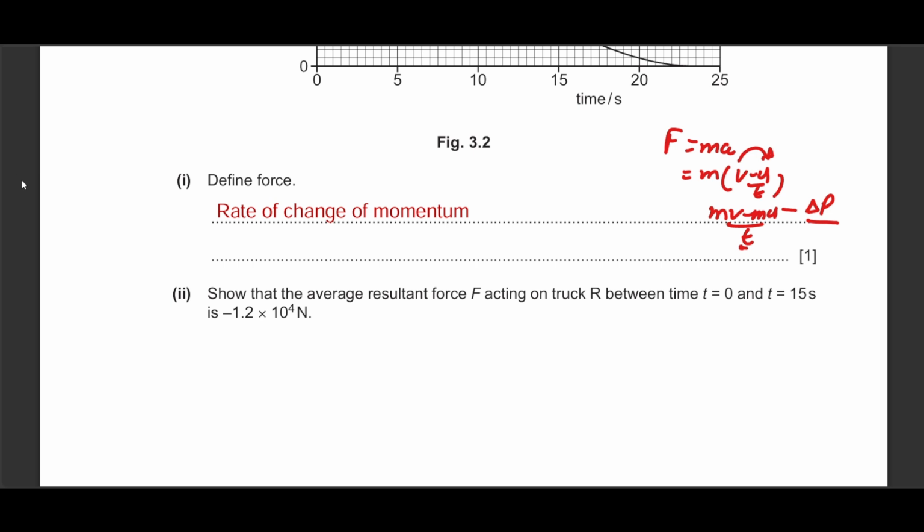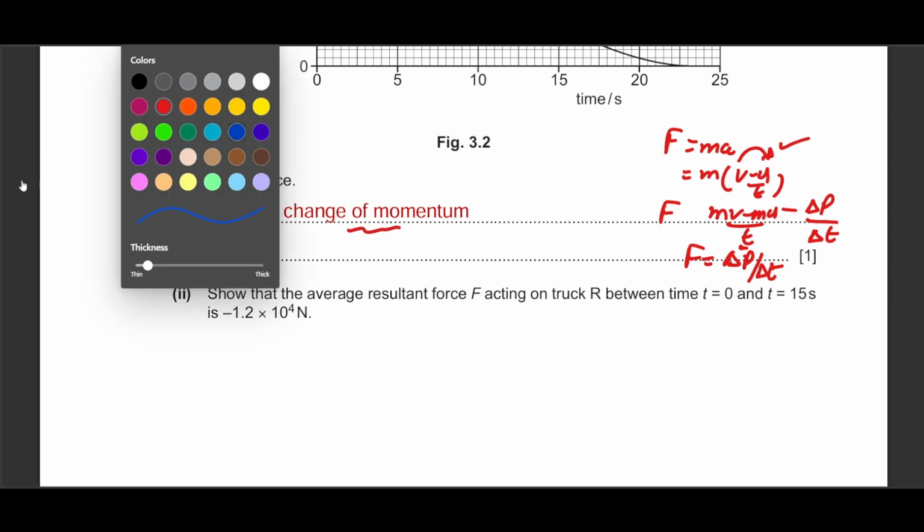So this becomes delta p divided by delta t. Hence, the resultant force becomes equal to delta p divided by delta t. That is why we say that this is rate of change of momentum. The proof is also included in my A1 playlist, so please do check them out.